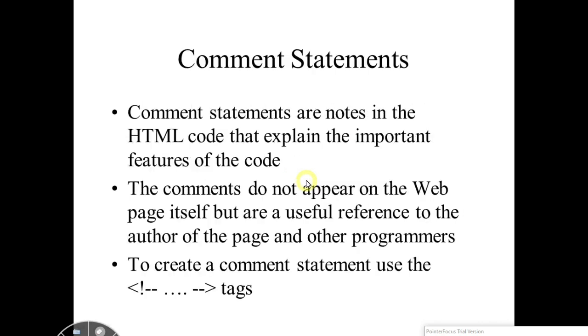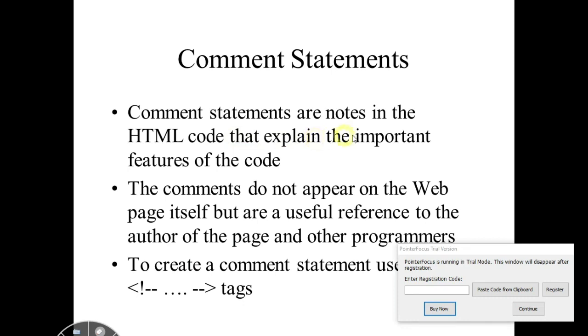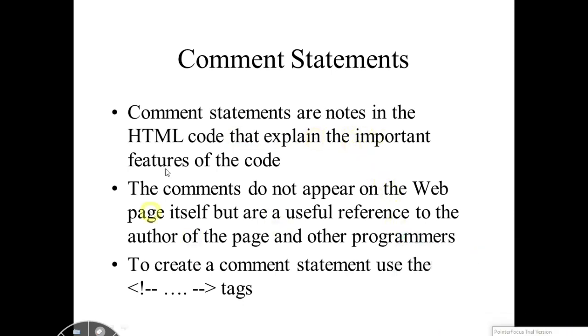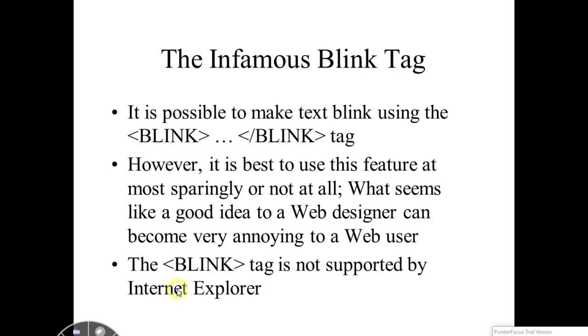Next, comment statements. If you want to add comments at the beginning of the program, you can use comment statements. Comment statements are notes in the HTML code that explain the important features of the code. You can give comments about the programming at the beginning of the program or anywhere in the program. Next, the infamous blink tag: it is possible to make text blink. If you want to present some text as blinking in your website, you can use the blink option.